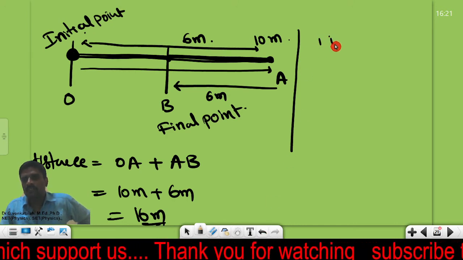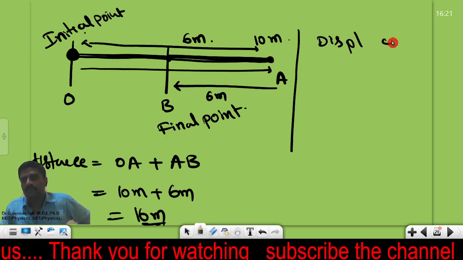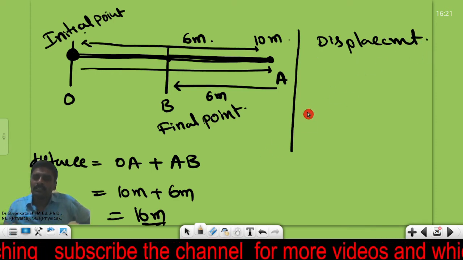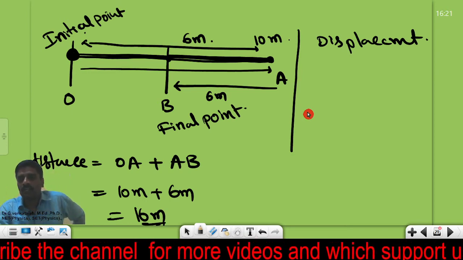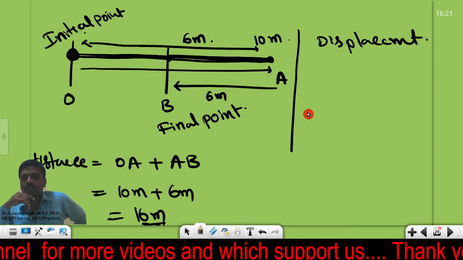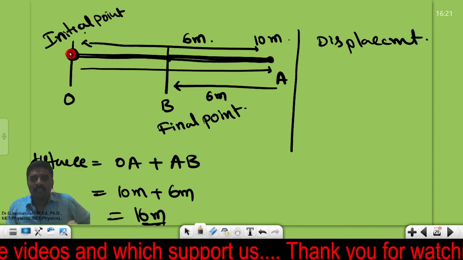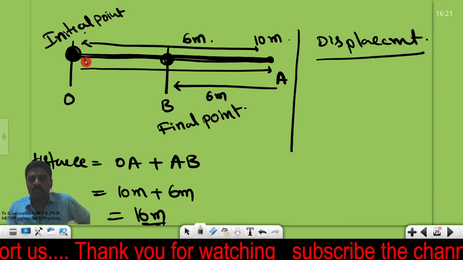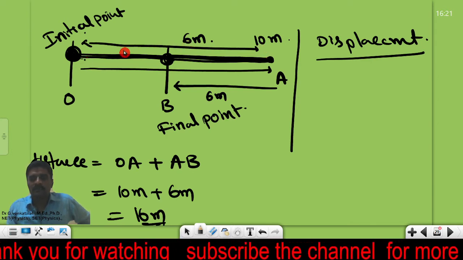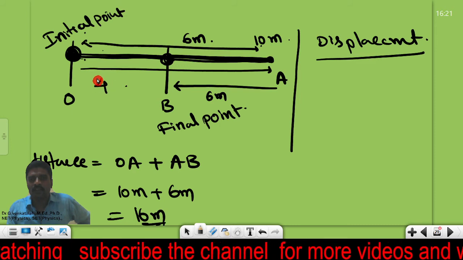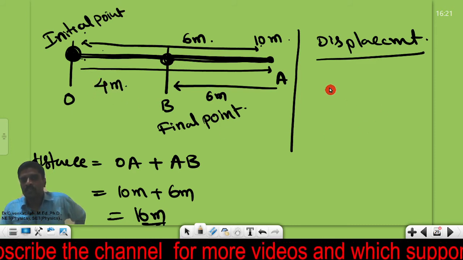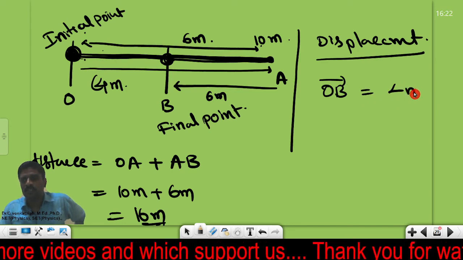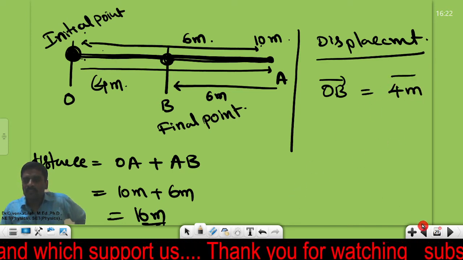Now come to the situation of displacement. What does displacement mean? It is the shortest distance between the initial and final point of the object in motion. Here is the initial point, and here is the final point. What is the distance between these two? If it is 10 meters and 6 meters, what is this one? 4 meters. Are you getting it? So OB bar is the displacement, equal to just 4 meters only.